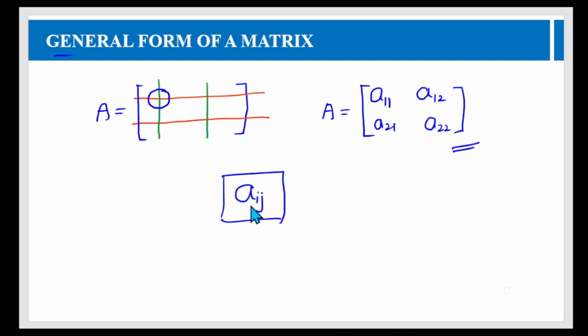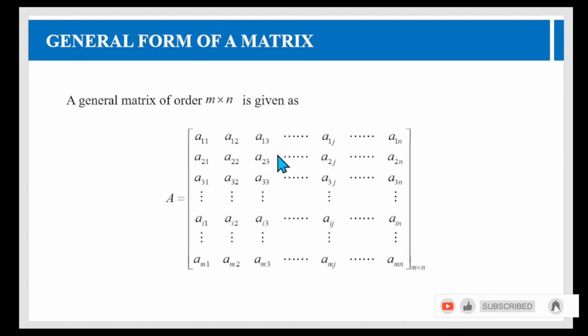ith row jth column. It is the method to write. It is a 2 cross 2. In general, if you take m cross n matrix, it is actually the general form of a matrix. That is general matrix. A11 first row first column, A12 first row second column, A13, A1j first row jth column, A1n nth column. And the last row is Am1, Am2, Am3, Amj, Amn.